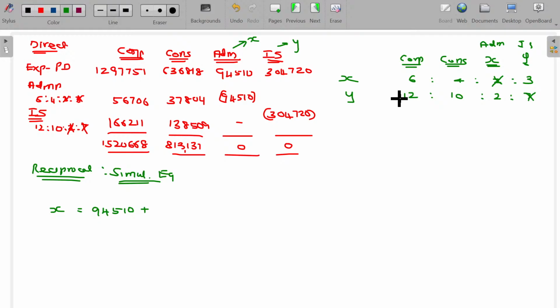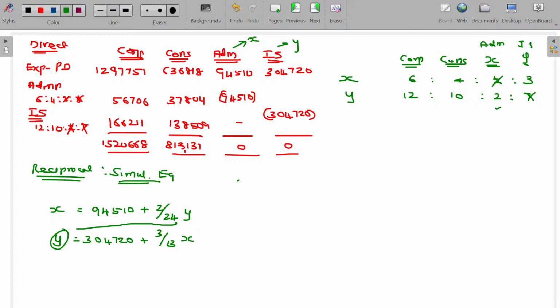And X gets support from Y, how much? From Y to X it is 2 bar 24 of Y. In case of Y, which is equal to 3,04,720, how much does Y get from X? 3 out of 13, so 3 by 13 of X. Is that okay? Clear? Solve the equation. I can substitute this value here directly.